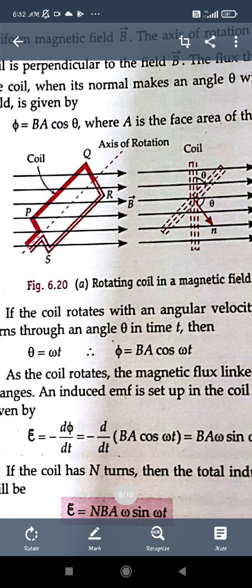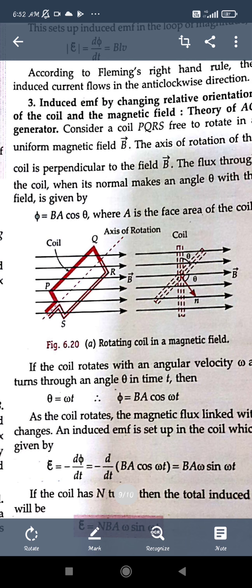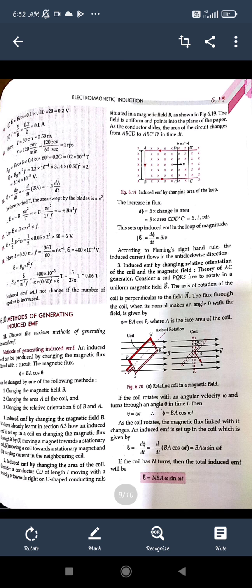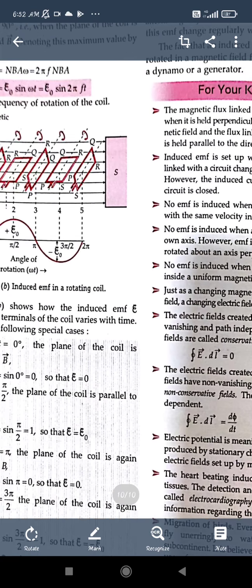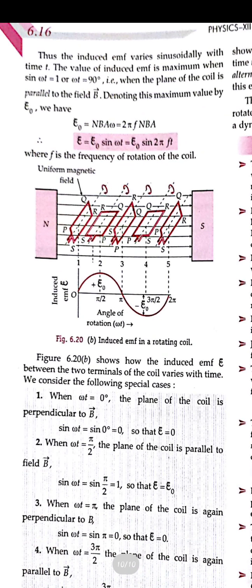And what is BA? That is the area of the coil in the magnetic field B, omega is the angular velocity with which it is moving, and sin omega t gives the orientation. So the total induced EMF can be given as NBA omega sin omega t, as we have seen how it came from the differentiation, and N is the number of turns of that coil. So this was the method of inducing EMF with a movable magnet. Here you can see that the induced EMF varies sinusoidally, that is, it follows a sine wave.